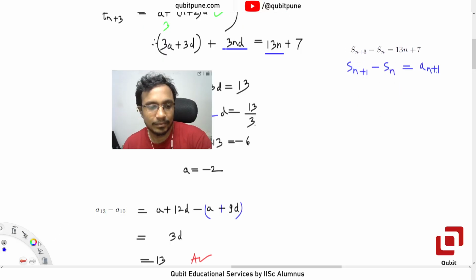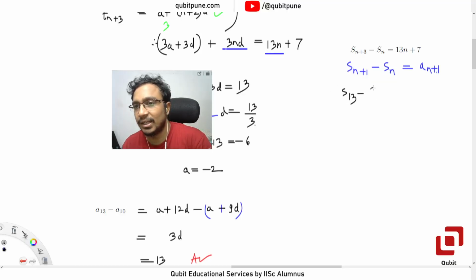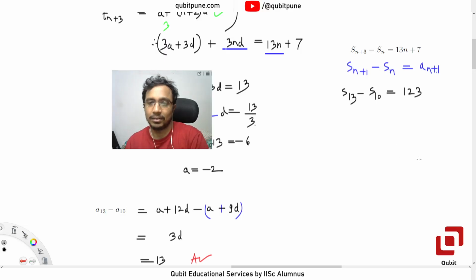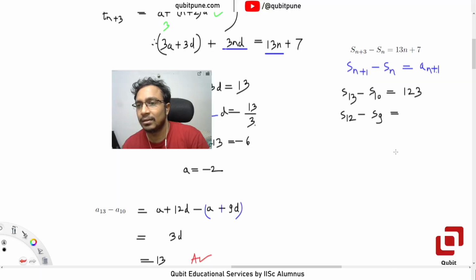We can put n equals 10 first. N equals 10. So S13 minus S10 equal to 123. Okay. That's the first one. And second equation, we can put n equals 9. N equals 9. S12 minus S9, this should be 137, right? S10, the right hand side should be 137. Oh, sorry, I have subtracted. Sorry.